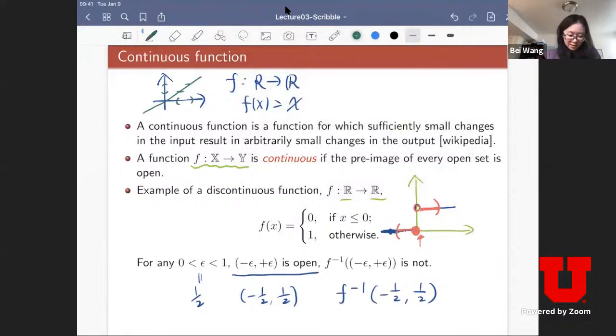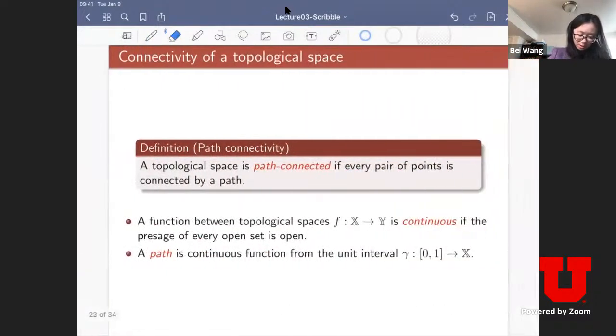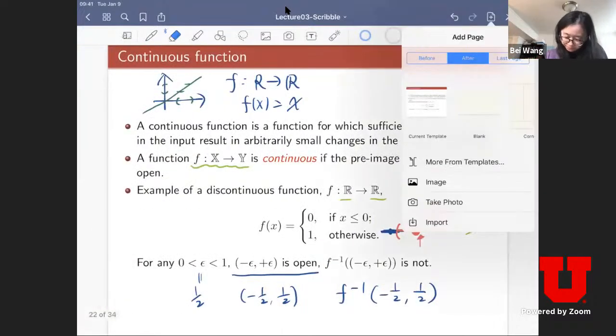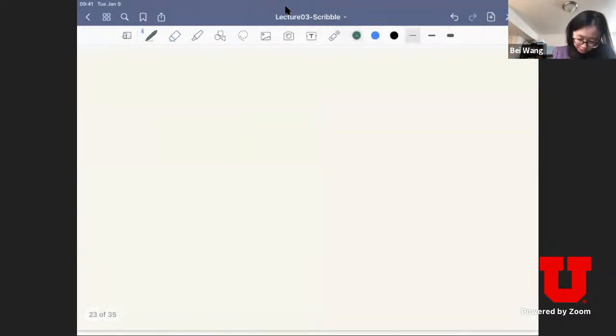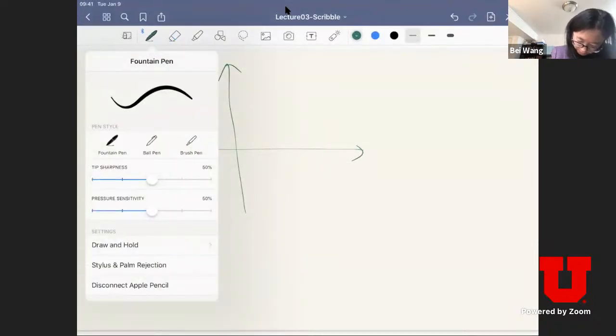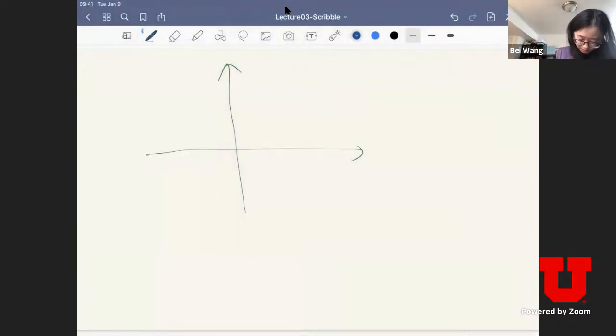Okay, so actually I revert my explanation a little bit. Let me try to redo it. Because my function looks like this, I actually have to do the y-axis instead. But the idea is the same.